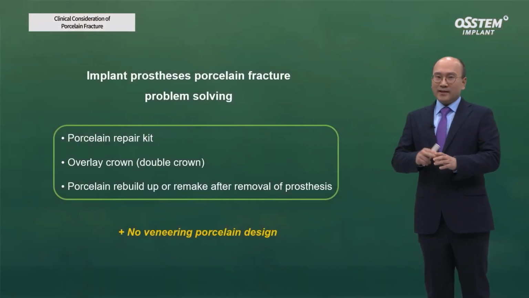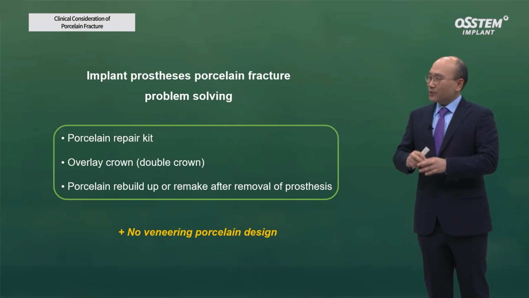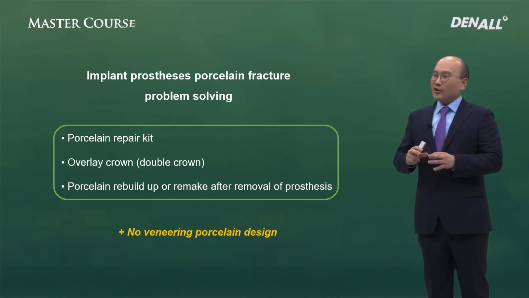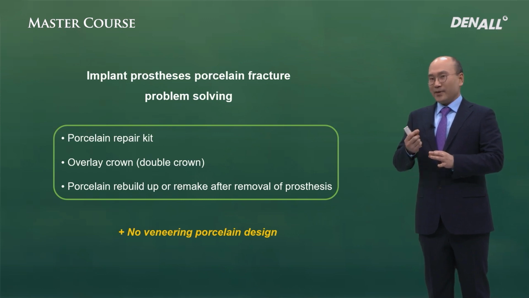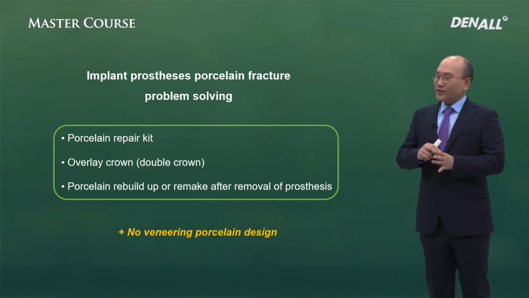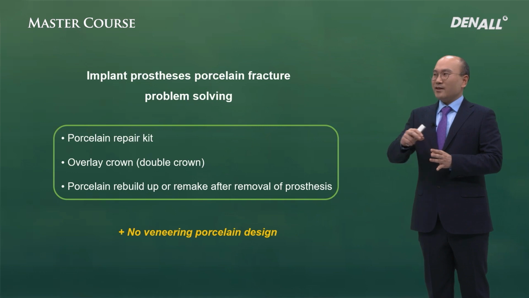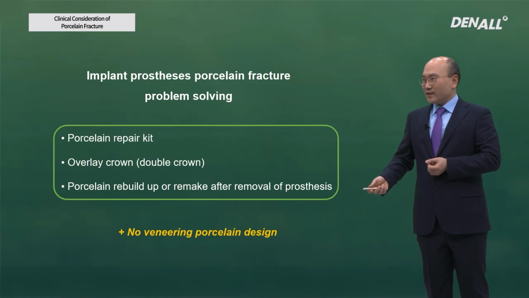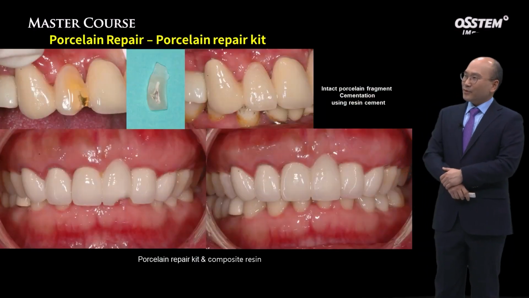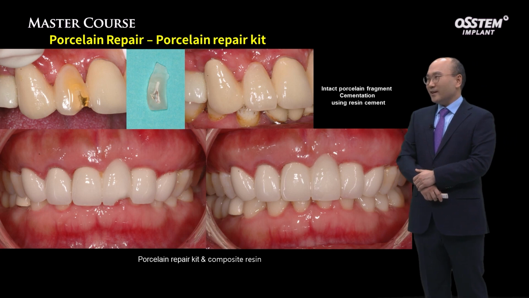Then, even with coping design and a lot of adjustment by the technician, there could still be fracture. So if there's a lot of fracture, what should you do? Fractured porcelain can be repaired using composite resin, or you could use a repair kit. But if that's not possible, you prep and create a double crown, or in case of ER type, or if the fracture is really big, the porcelain can be removed for a remake or rebuild-up. In reality, there are not many cases where you can do porcelain repair.